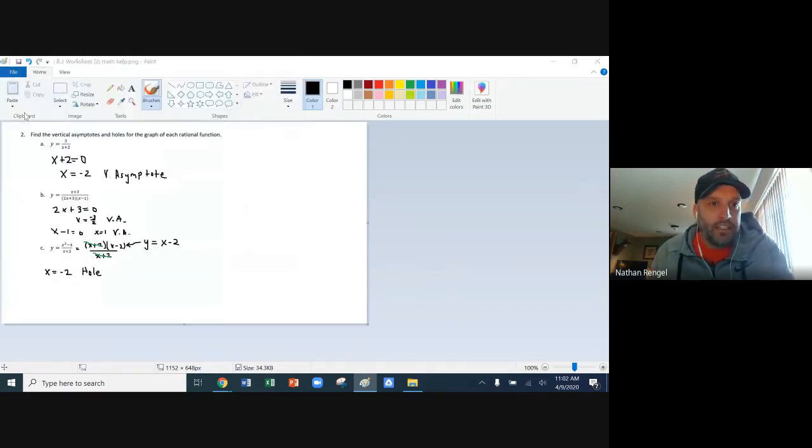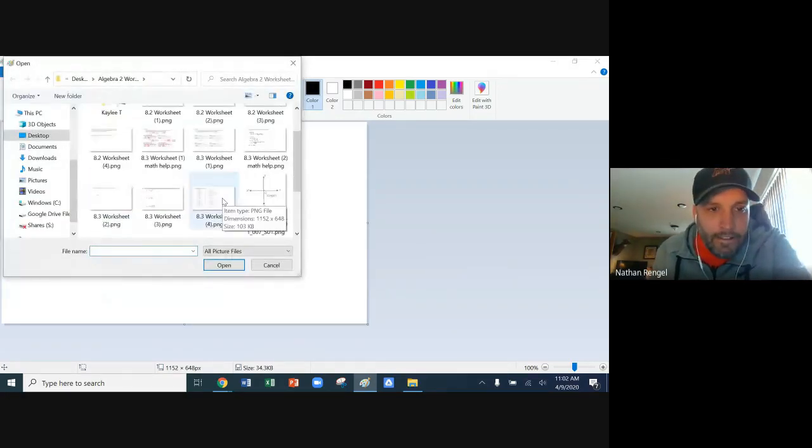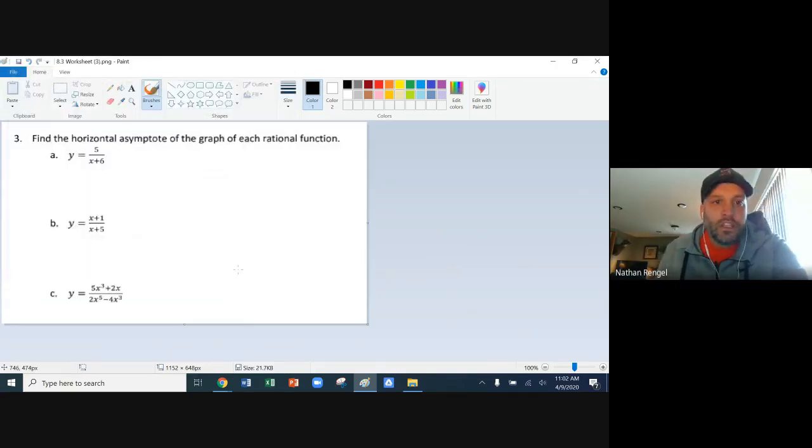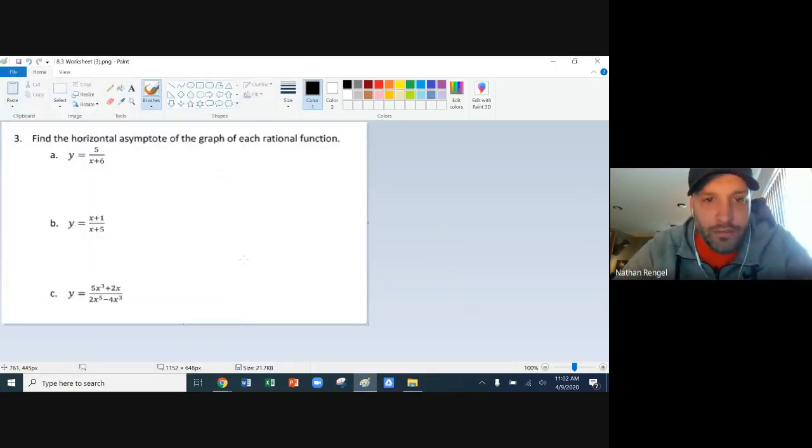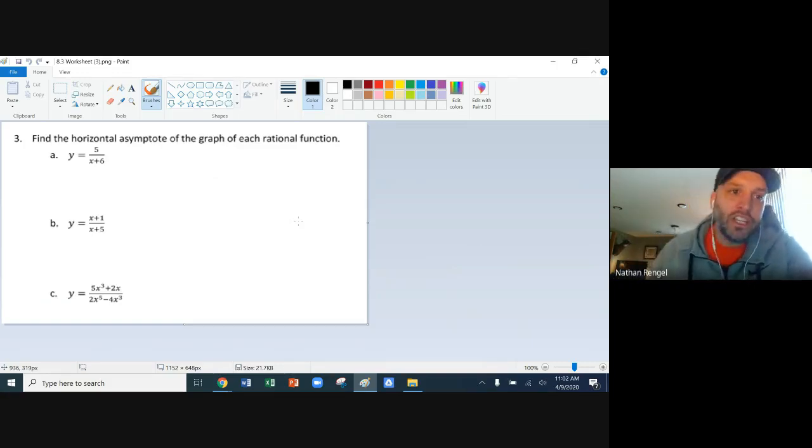Okay, and heading into part 3, find the horizontal asymptote of each function. So we've been talking about this a little bit as we've gone through. This is very simply just looking at the polynomial in your numerator and your denominator and checking out the degrees and how those degrees compare.